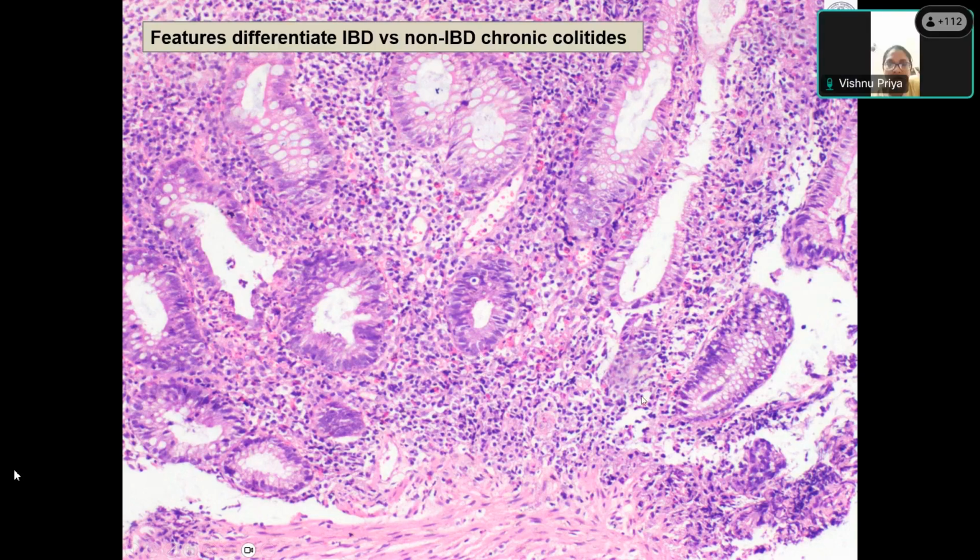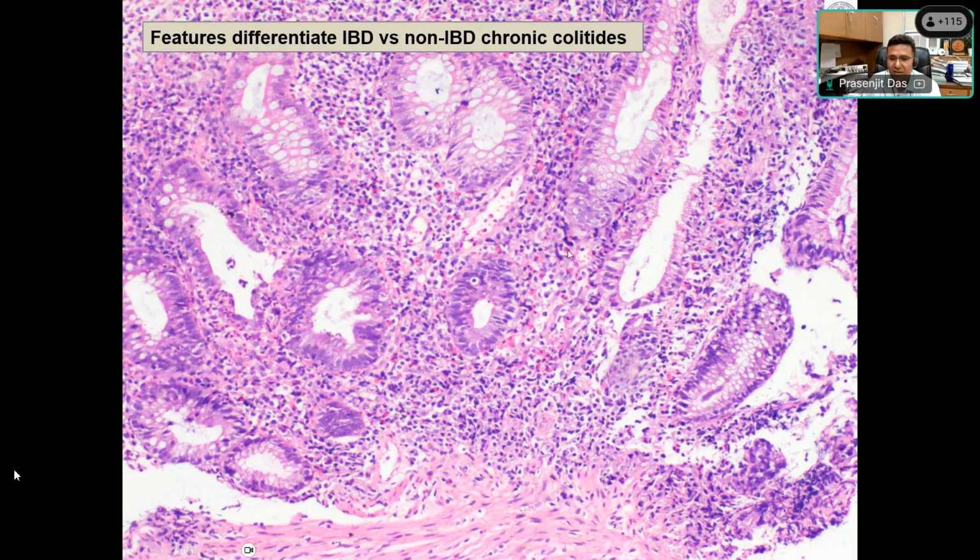And you can see, due to the presence of ICAM receptors and so on, most of the plasma cells will be polarized in this area. So this is called basal plasmacytosis. It can be focal. When it is focal, you can see a cluster of 5 or more plasma cells. It is called focal basal plasmacytosis, or you can see band-like basal plasmacytosis like this. Then it is called diffuse basal plasmacytosis.